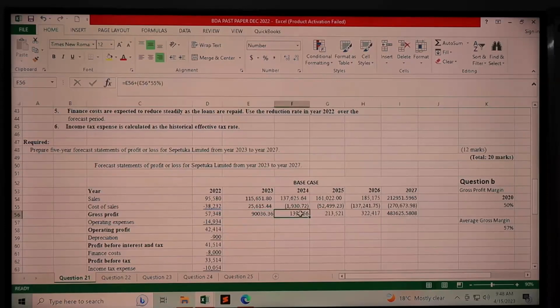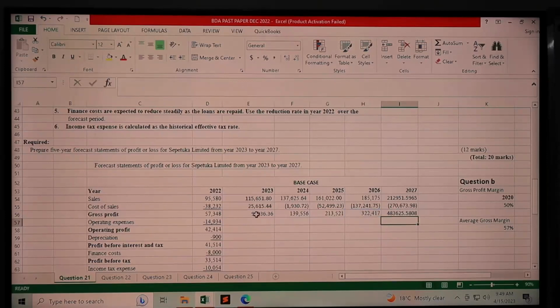But for 2024, it's supposed to reduce by 2%. That means now you use 55%. Then for 2025, it reduces again by 2%, and you get 53%. Then for 2026, it reduces again to 51%. That now becomes the end, because you're told the lowest is 50%. You cannot reduce 51 by 2 again, because it will go below 50%. So for the last one, 2027, you use 50%.